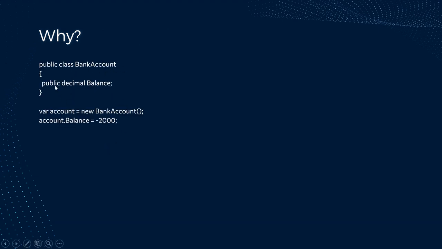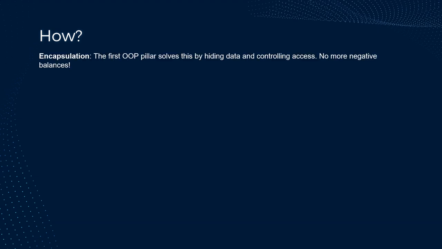In this bank account, you can see I have taken one field, that is the balance, and it is a public decimal balance. While creating an object, we can easily assign this balance a negative number like -2000, and that should not happen, right? Because you should not assign any negative number to the balance, otherwise it will decrease your account. So how will you solve this problem? With the help of encapsulation.